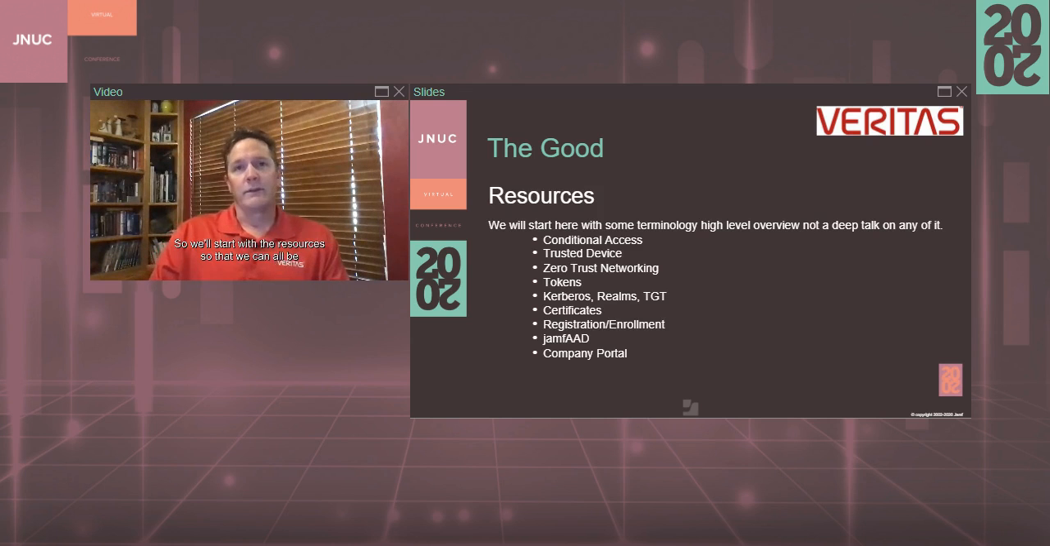So we'll start with the resources so that we can all have the same terminology background. I'm not going to go in-depth on any of these, but we're just going to do a quick high-level overview. First on this list is conditional access, and that means giving access to applications and or data based off of a specific set of conditions. And in my company, we use Azure, Intune, and Jamf to provide the conditional access. Next, you've got trusted device. That's a device that Azure and Intune knows about and has a good compliance state.